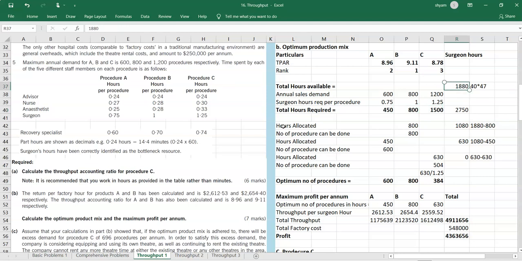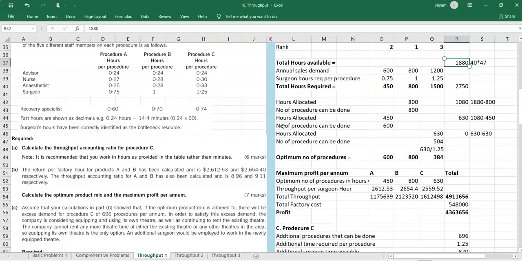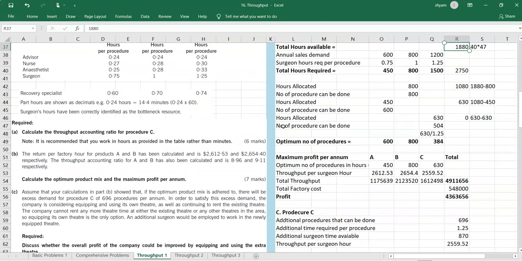Available surgeon hours are only 1880. So we can't take all the procedures. So what we do is we allocate. First we allocate to the first rank item. So out of 1880 hours, we allocate first to B. So 800 hours we allocate, 800 procedures we could perform. So the balance hours will be 1080.